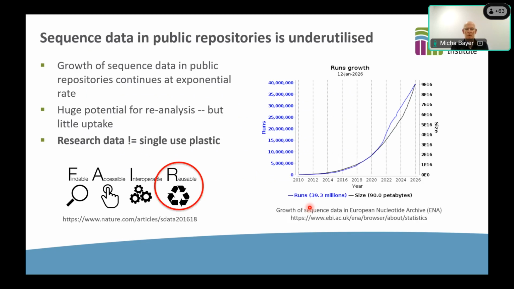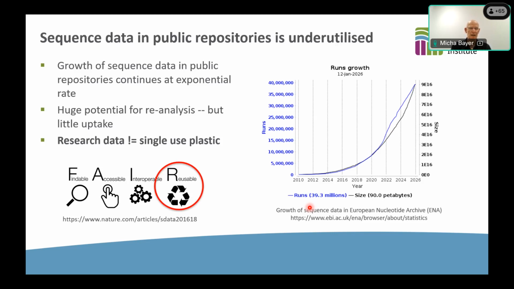So we started working on this roughly in 2018. And really, EORNA was born out of the observation that an awful lot of RNA-seq was accumulating in public read archives. And growth then was exponential, and it's still exponential. And you can see from the graph on the right-hand side that we've now got about 90 petabytes of data in the European Nucleotide Archive.